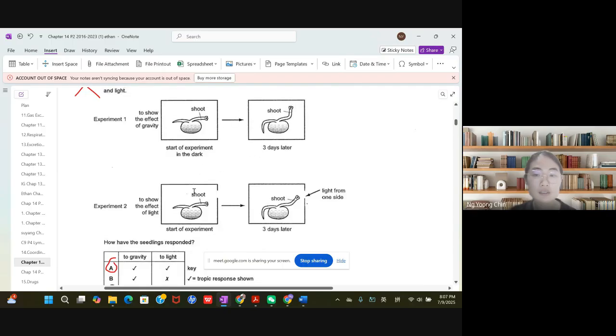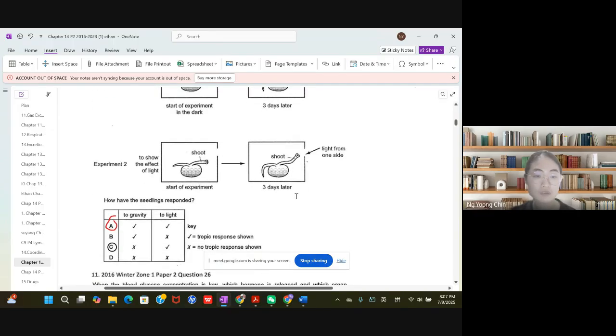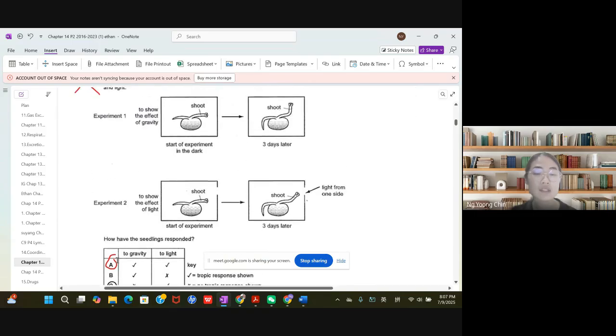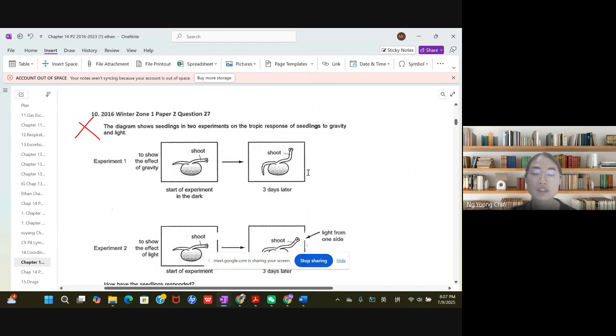In experiment 2, they show the effect of light. They put a hole in front of the seed, so the light can penetrate through the hole and reach the seeds. After the seeds germinate, they grow their shoots. The shoot will grow in the direction of the sunlight. This shows phototropism. So the answer is number A, not C. A shows the effect of what we call gravitropism.